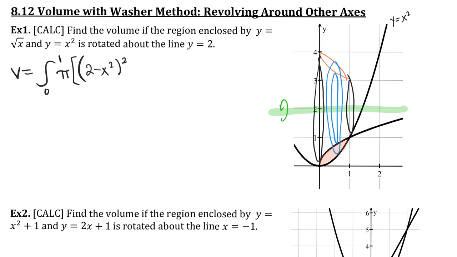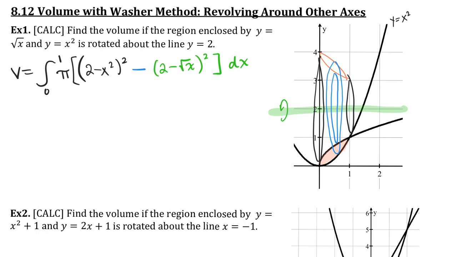So that was the bigger radius. Now the smaller radius is going to be the distance from the line y equals 2 to the function that's closer to the y equals 2 line, which is the square root of x. So I'm going to do 2 minus square root x, but then I'm squaring it because it's pi r squared, and I'm doing this in terms of x. Since I'm squaring it, again, you could have switched these two and it's not going to make a difference to your final result because once you square it, it turns positive.